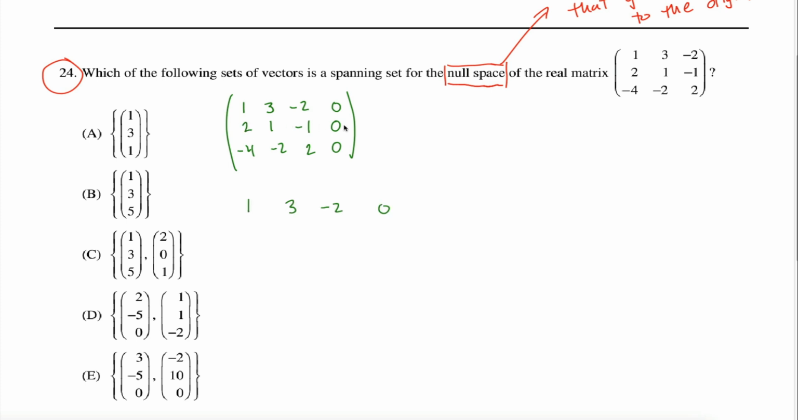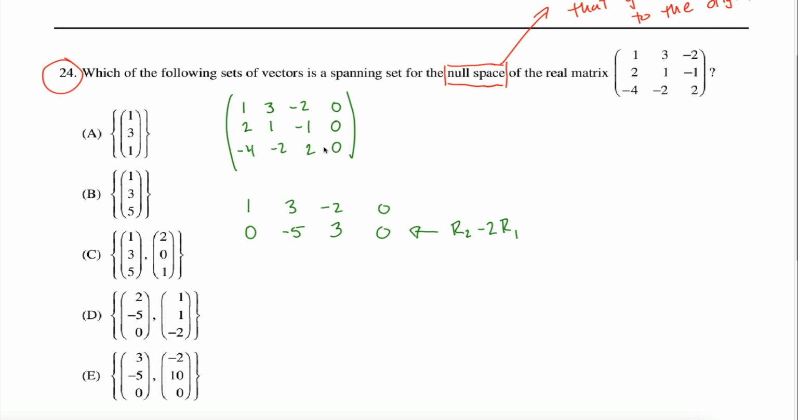So what I'll do is take this row and subtract 2 of the top row. So 2 minus 2 1s gives me a 0. 1 minus 2 3s is 1 minus 6, or negative 5. Negative 1 minus 2 negative 2s is negative 1 minus negative 4, in other words, negative 1 plus 4, in other words, 3. And 0 minus 2 zeros is just 0. If it helps you keep track, this is the old second row minus 2 of the old first row.